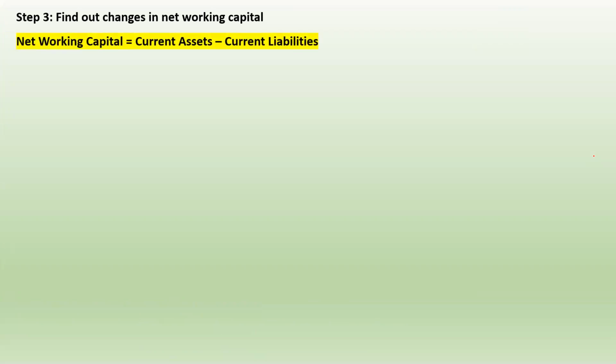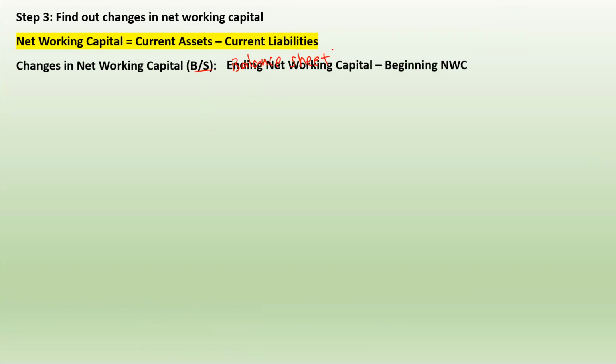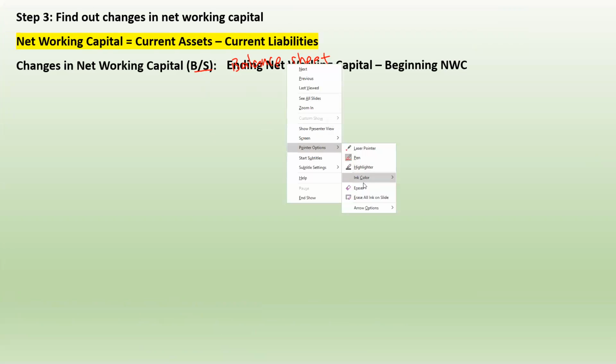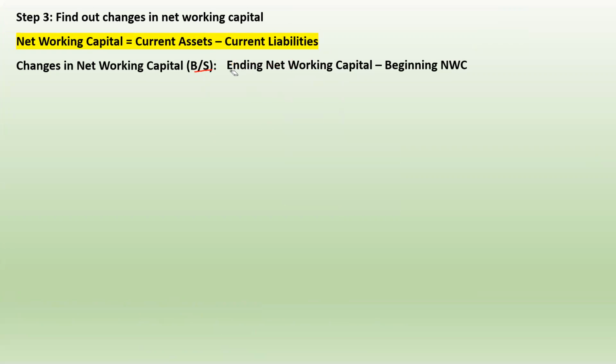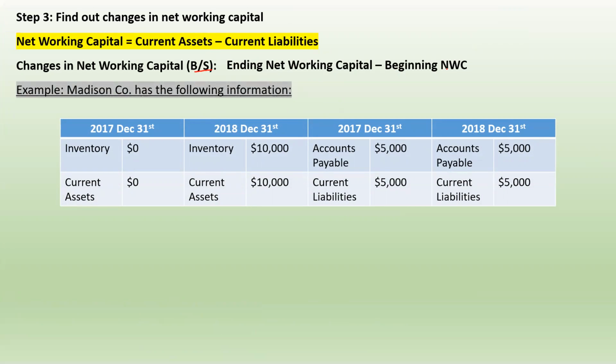And then the third step is to find out the changes in net working capital. Net working capital equals current assets minus current liability. So the changes in net working capital, here BS means balance sheet, equals ending net working capital minus beginning net working capital. So for example, here is the information for Madison Count. At the end of 2017, the inventory is 0. And then at the end of 2018, the inventory is 10,000.